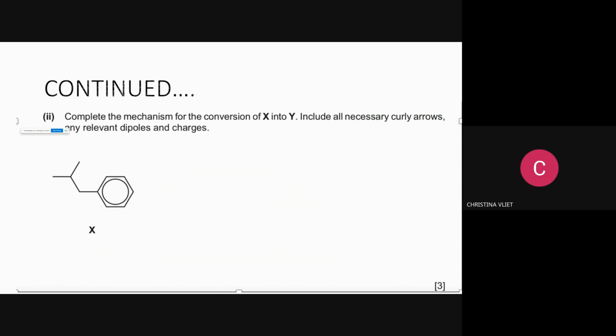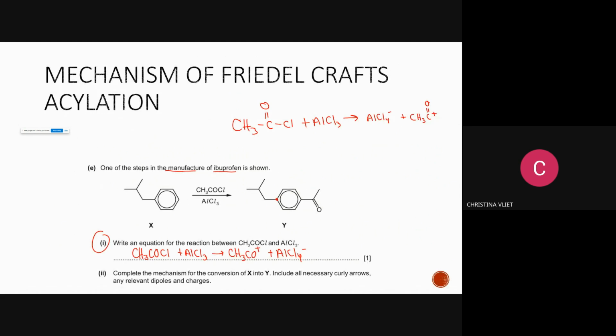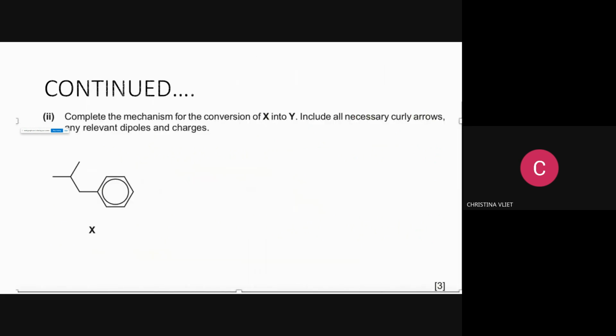What is the first part of this mechanism? The CH3COCl. But we already did that. We had that, right? So this is the electrophile. We need to start with that. We have CH3 C double bond O plus, right? We start with writing that.